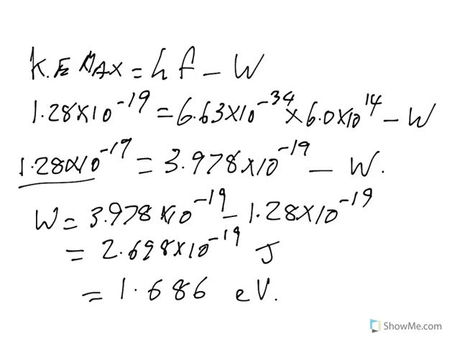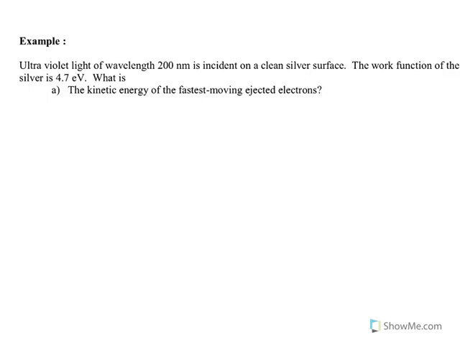All right, there's another example. Let's have a look at the second example. It's got a few parts to it. Okay, so kinetic energy: ultraviolet light, a wavelength of 200 nanometers, incident on a silver surface, work function of silver is 4.7. What is the kinetic energy of the fastest moving electrons?